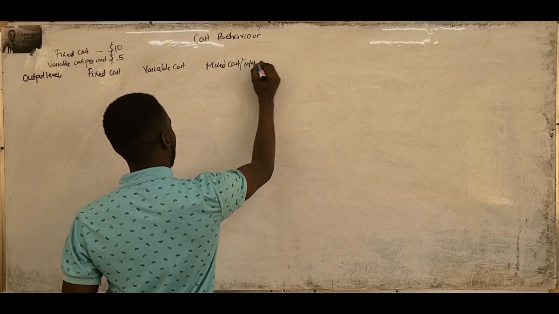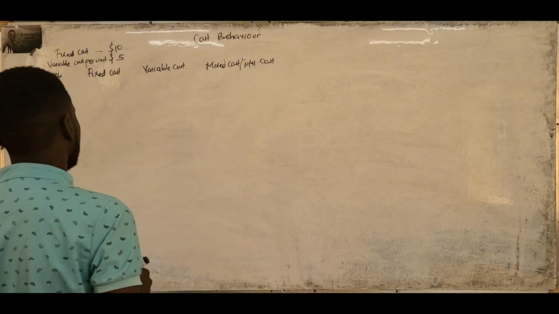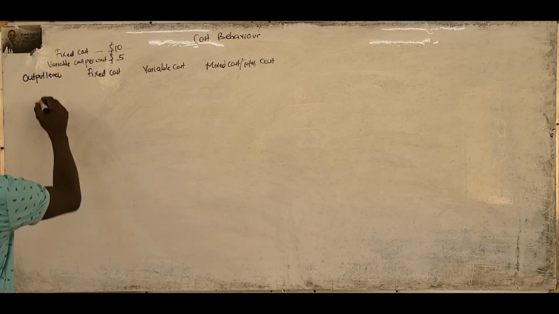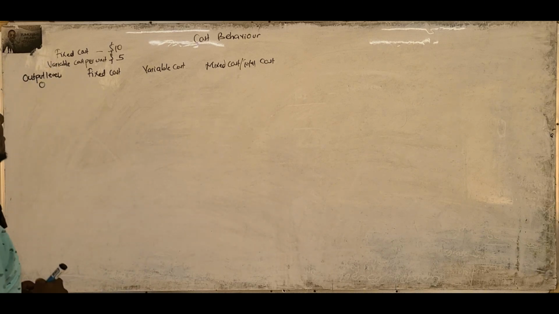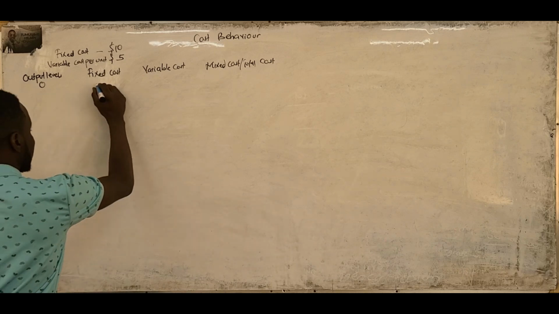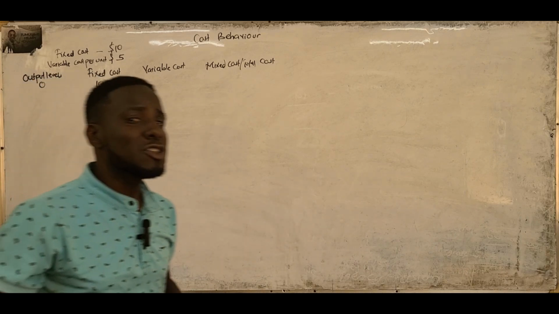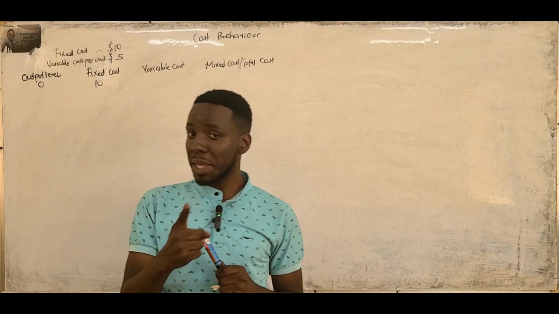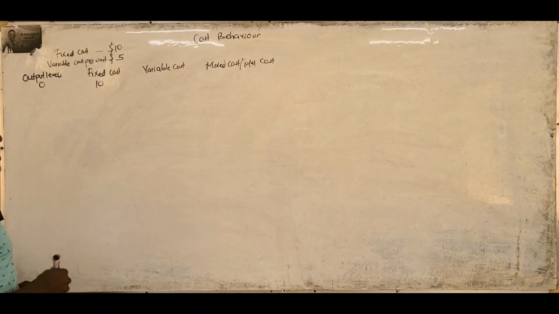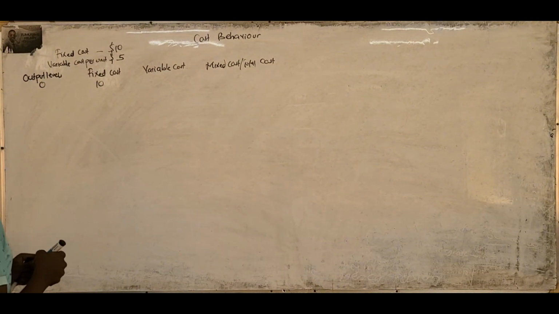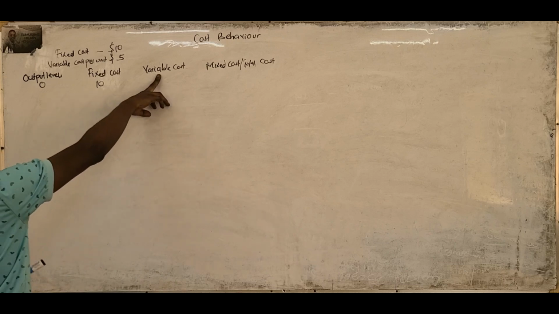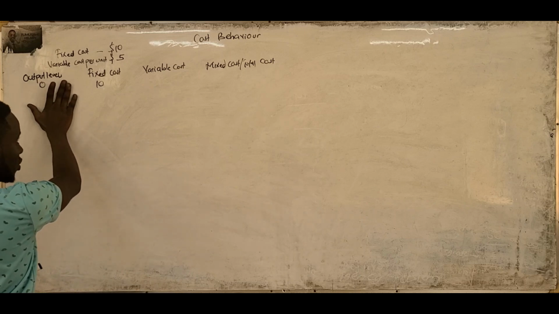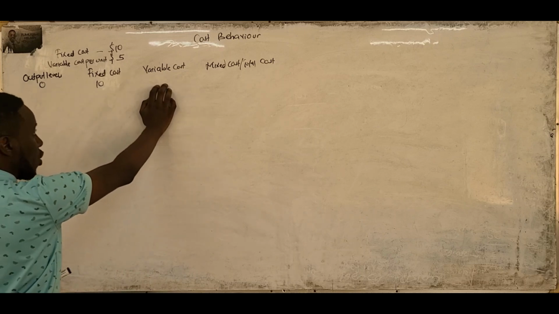So if our output levels are 0, the fixed cost here is supposed to pay the $10. Whether you're producing goods or not, as long as you're occupying that room, you're supposed to pay. So the fixed cost will remain, whether you're producing or not. And to get our variable cost, we take our variable cost per unit and multiply it by the output levels or the quantity, then you get our variable cost.